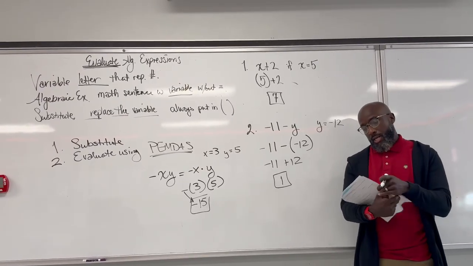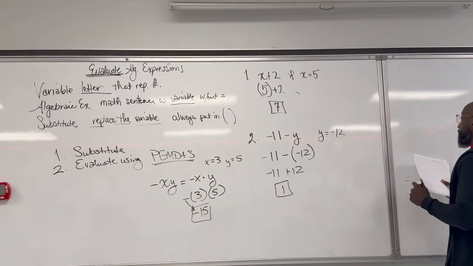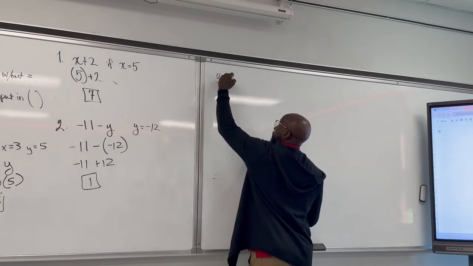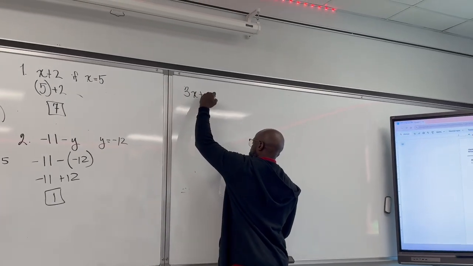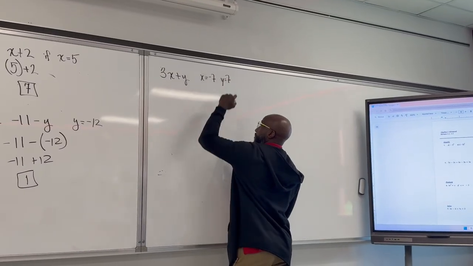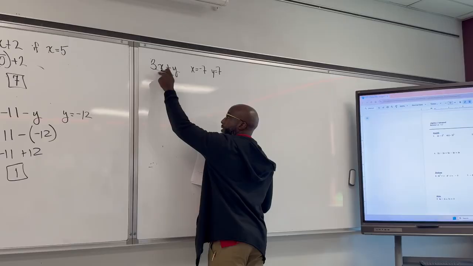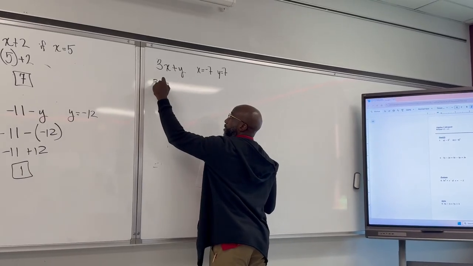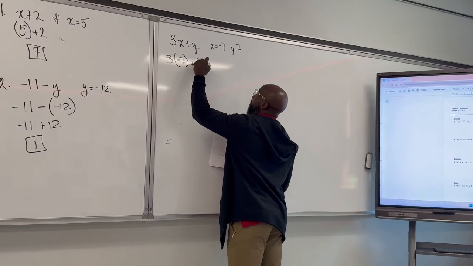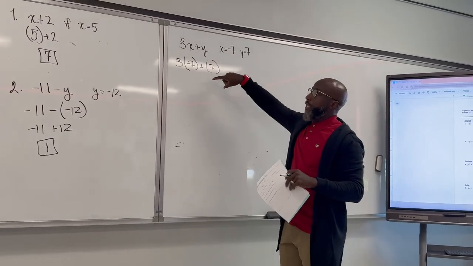All right, so let's look at this next problem here, where we have 3x plus y when x equals negative 7 and y equals 7. Okay, so substitute in. So this 3 is going to be times this x. So it's 3 times the x plus the y. Okay, so we substituted in.